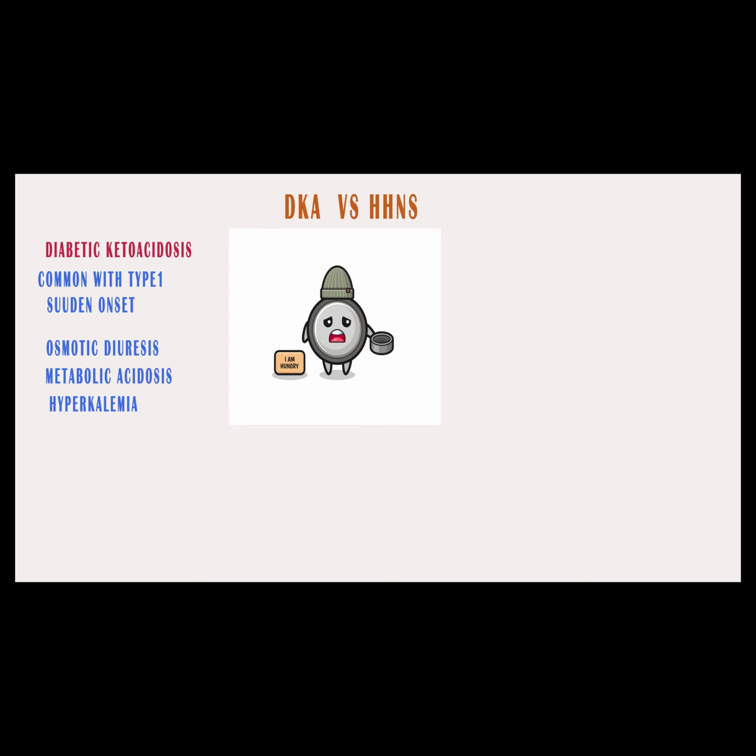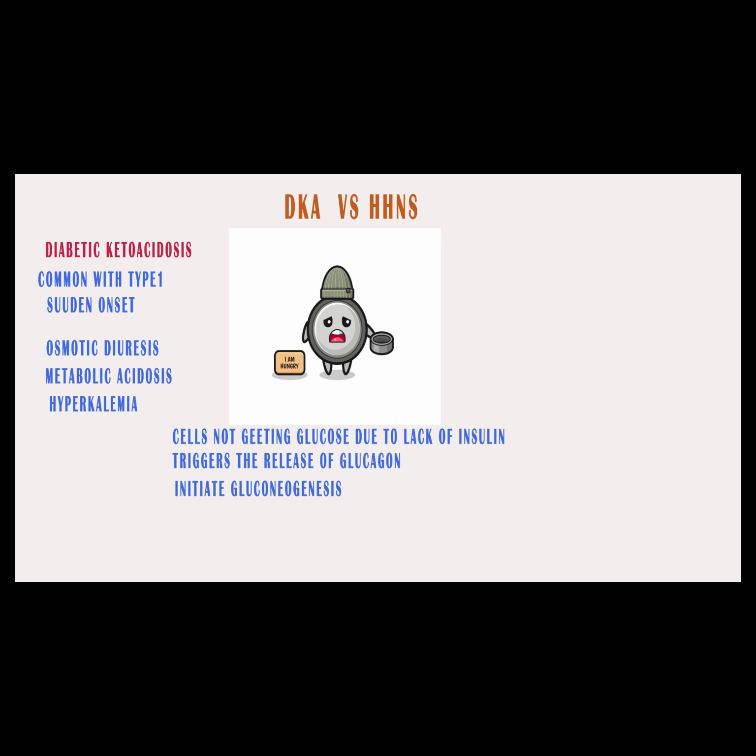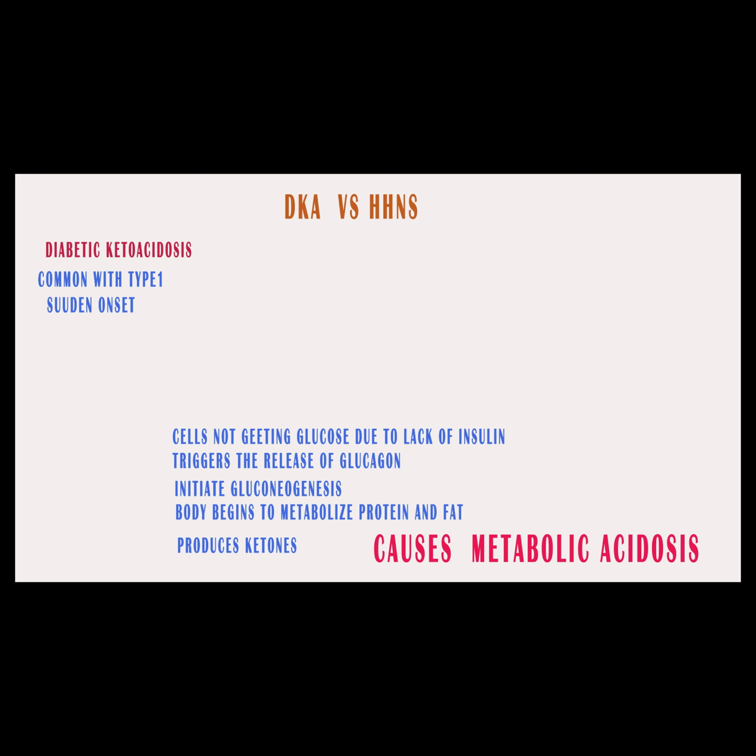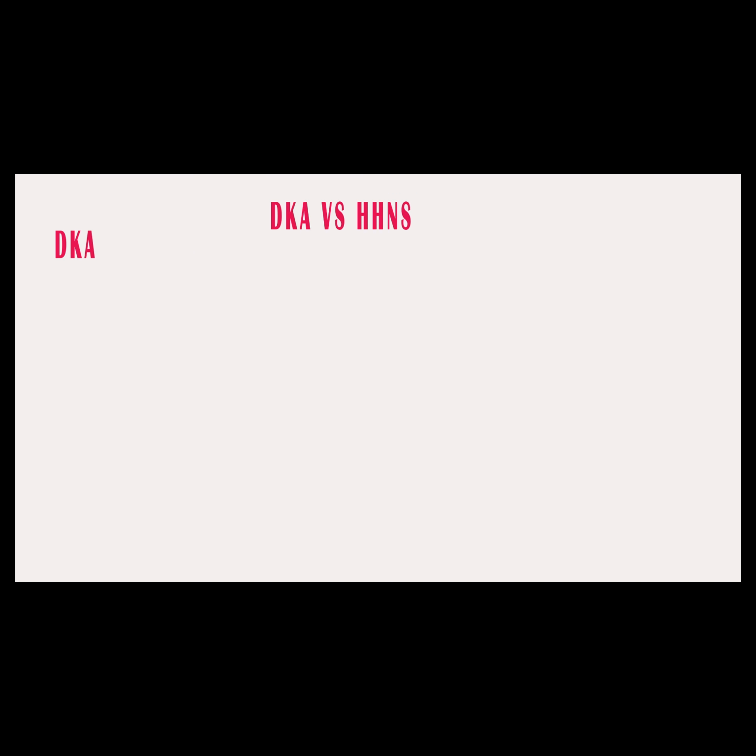Due to the lack of insulin, cells are not receiving an adequate fuel source to produce energy. This triggers the release of glucagon and other counterregulatory hormones and initiates gluconeogenesis to produce more glucose for the starving cells. Along with this, the body begins to metabolize protein and fat to produce a source of energy. This produces ketones, which are acids and cause a metabolic acidosis.